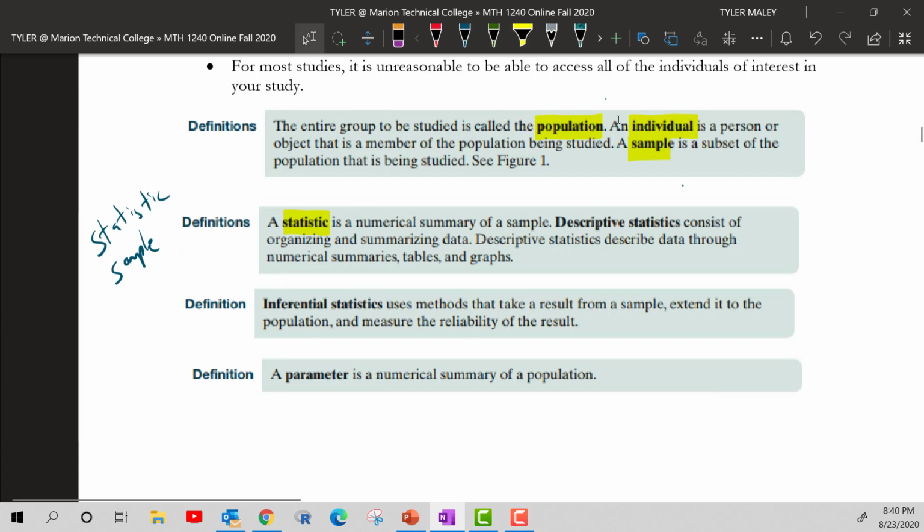And then another term here is descriptive statistics. So I used this term earlier. Descriptive statistics consists of organizing and summarizing data. Descriptive statistics describe data through numerical summaries, tables, and graphs, right? So we're going to look at descriptive statistics for roughly about the first half of the course, right? This is what we're going to look at for the first half, roughly.